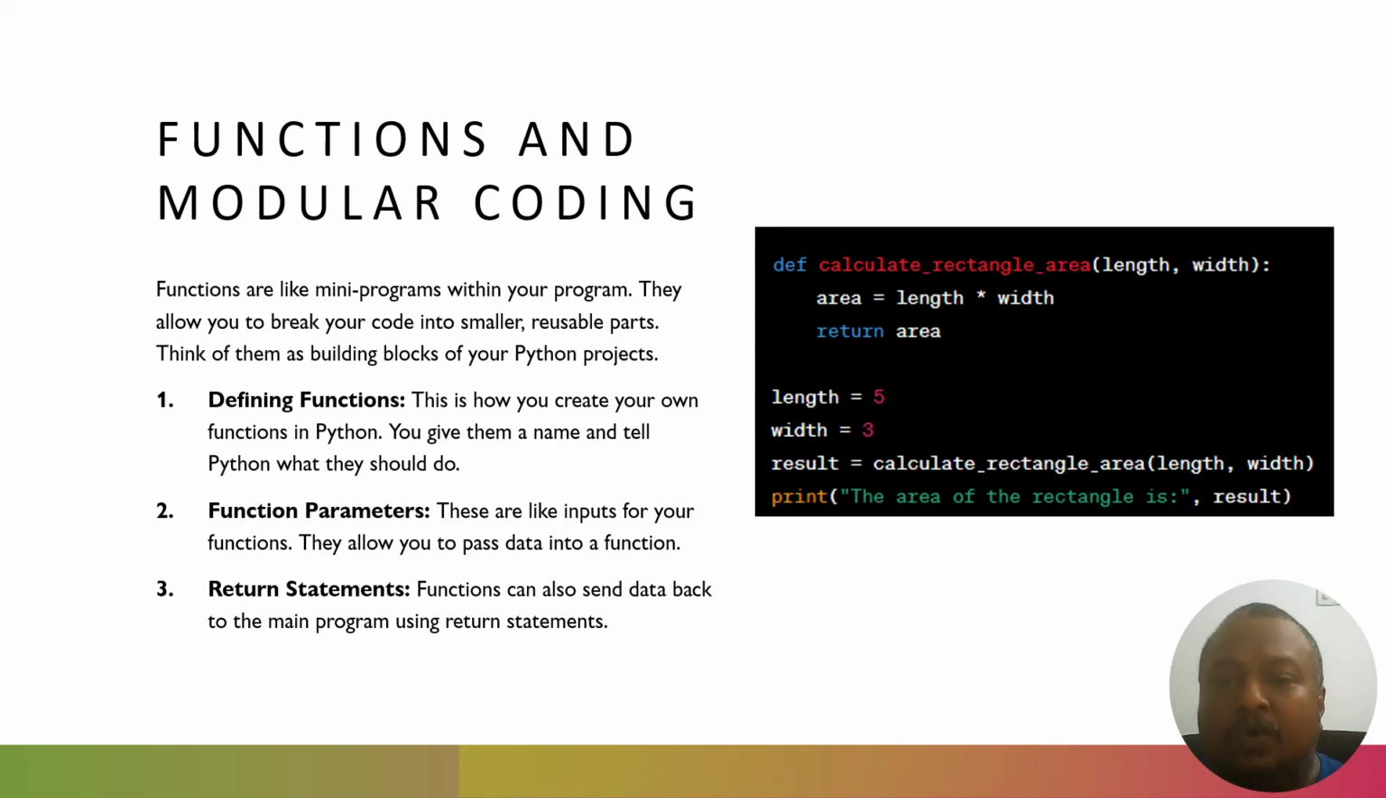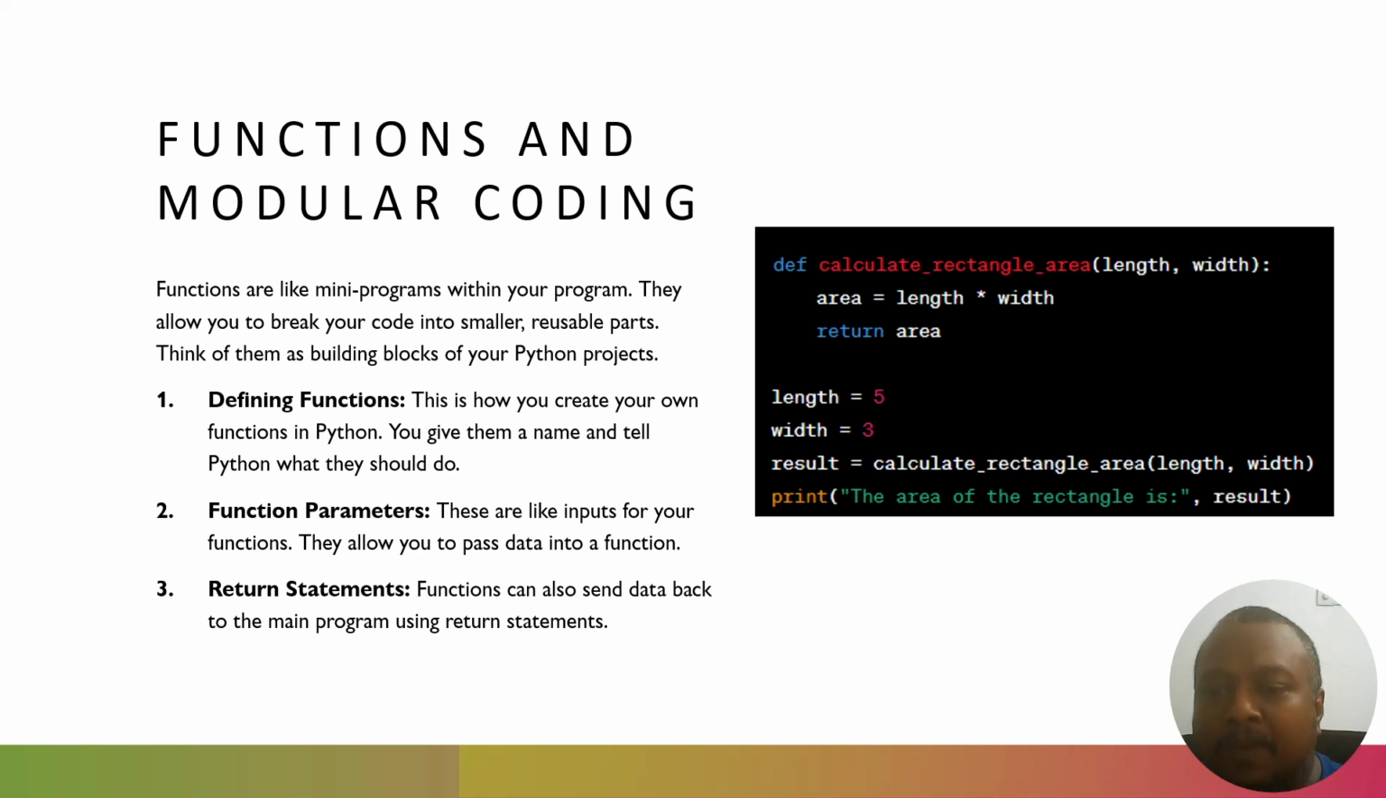Below, you see the main program. It has two variables assigned, length equal 5, width equal 3. Then you can see the function call. The result equals the function name that we created, and we pass the length and width variables to the function.